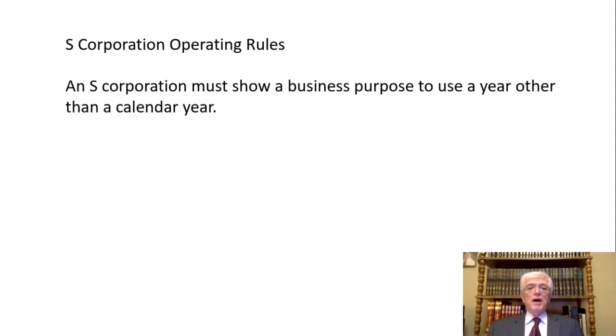S corporation operating rules. An S corporation must show a business purpose to use a year other than the calendar year. If they can't show a business purpose for a non-calendar year, they have to be January 1 to December 31. Because the stockholders are virtually all individuals, except for an occasional estate or trust, and individuals are virtually always calendar year taxpayers.